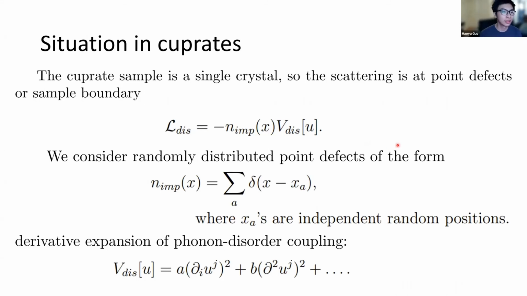Let's talk about the situation that we have been looking at. We are informed by Louis Taillefer that the cuprate sample is a single crystal. So more likely the scattering mechanism cannot be the grain boundaries. We're just looking at the scattering by point defects. So the coupling between phonons and impurities looks like the following. The impurities we'll just assume to be randomly distributed point impurities.